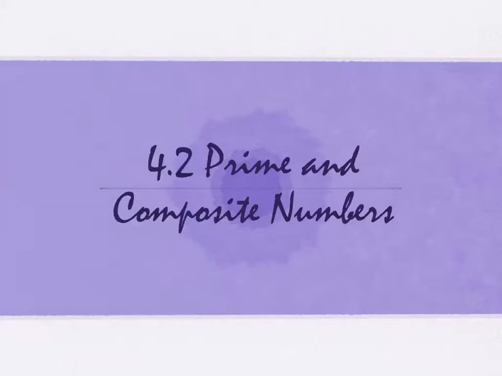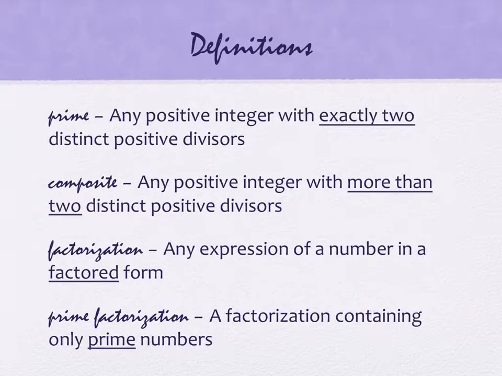Today we're going to take a look at section 4.2, which is prime and composite numbers. So a reminder on both of those words, because I know you've seen them before, but a prime number is any positive integer with exactly two distinct positive divisors. Two divisors.